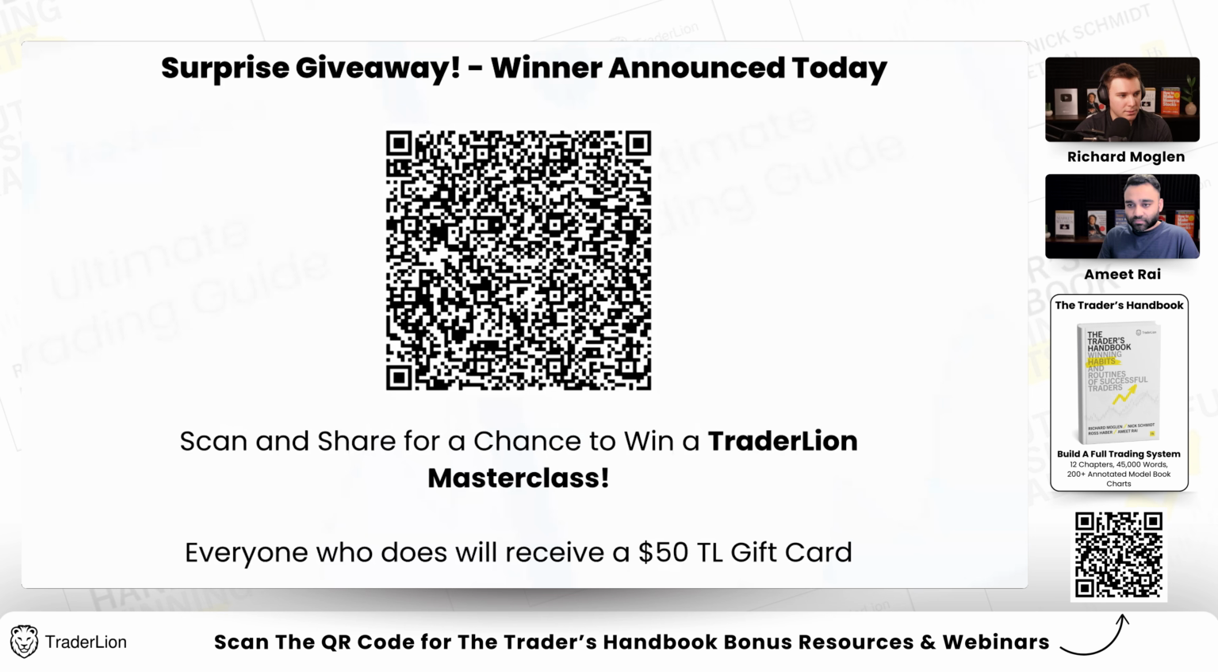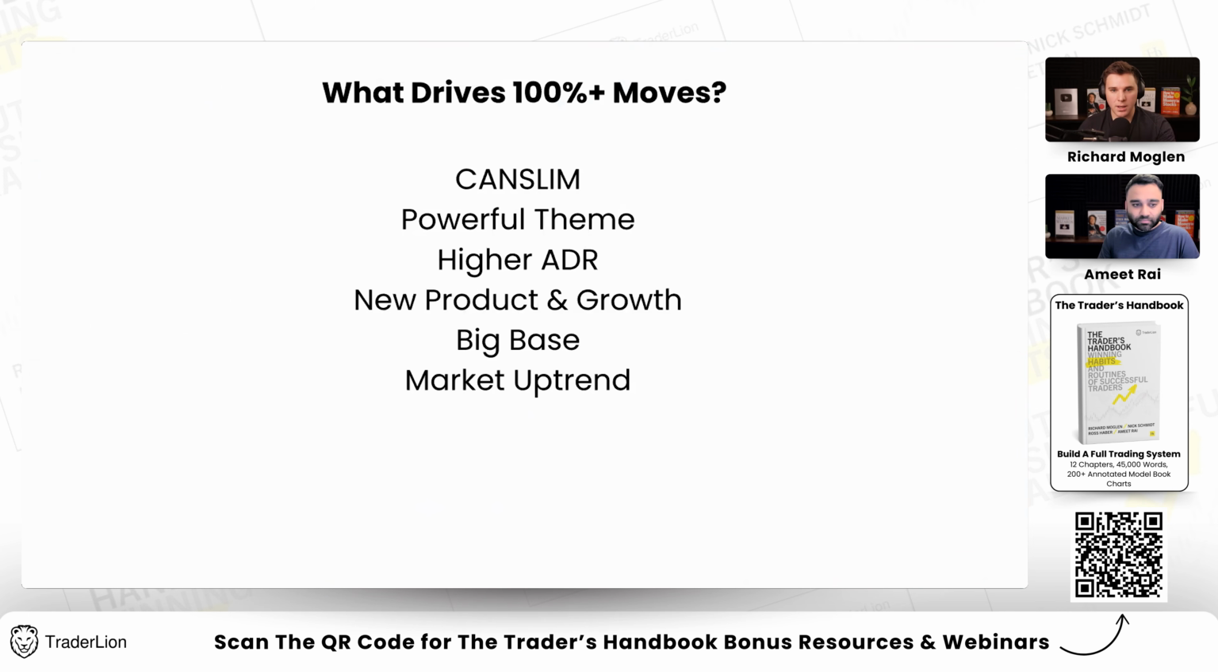All right, here we go, guys. Let's keep on going. So what drives 100% moves? We talked about this a little bit. There are the CAN SLIM characteristics, which still apply for sure.